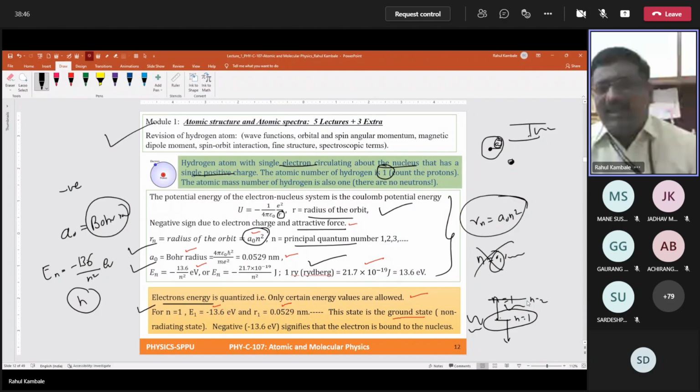So this is an add-on for you today. The ground state is a non-radiating state. It will never emit anything, since it is the ground state, the lowest. And what does negative signify? A bound system. The forces are attractive, both are attractive to each other. That is the bound system.